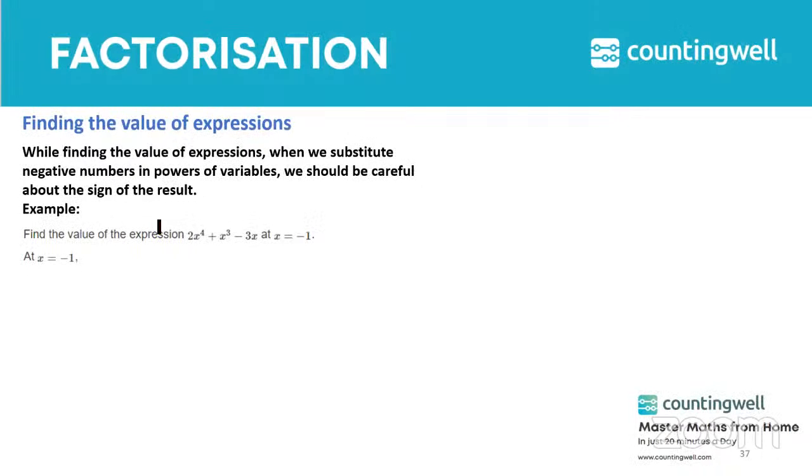Let us see finding the value of expressions. When we substitute negative numbers in the powers of variables, we should be careful about the sign. For example, if you want to find the value of 2x to the power 4 plus x cube minus 3x at x equals minus 1, you'll have 2 into minus 1 raised to 4 plus minus 1 raised to 3 minus 3 into minus 1.